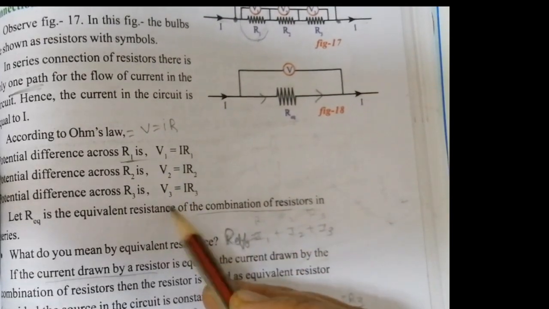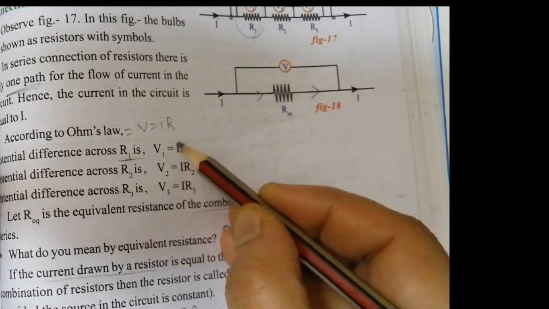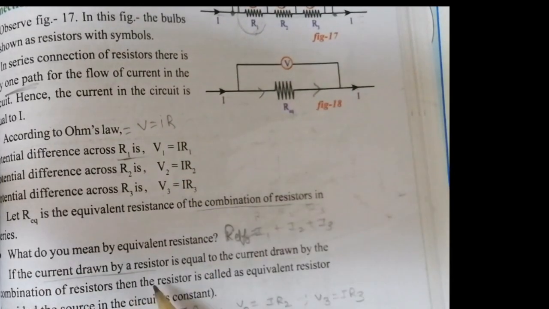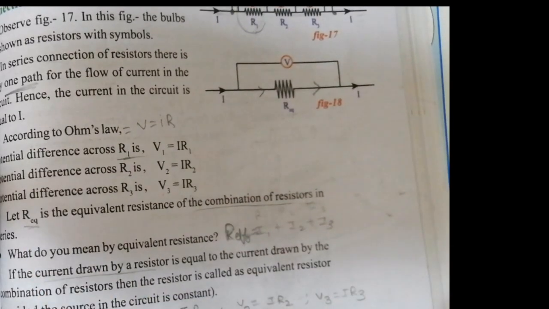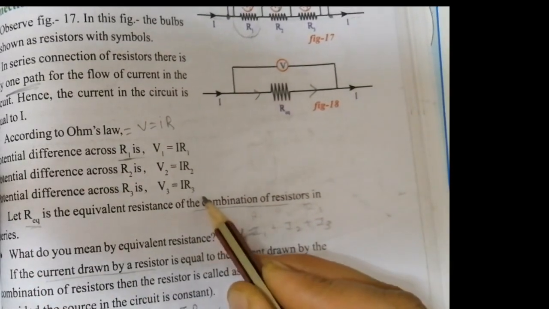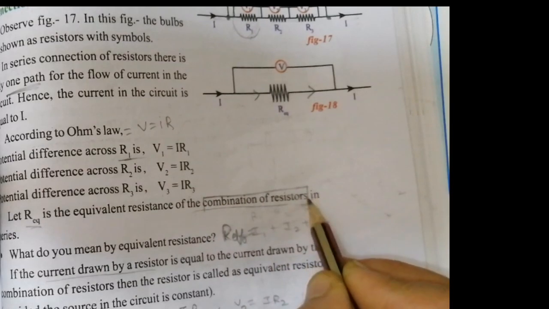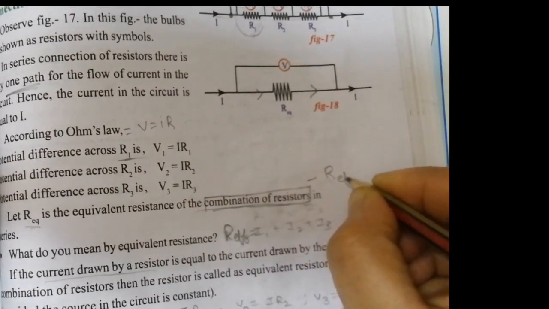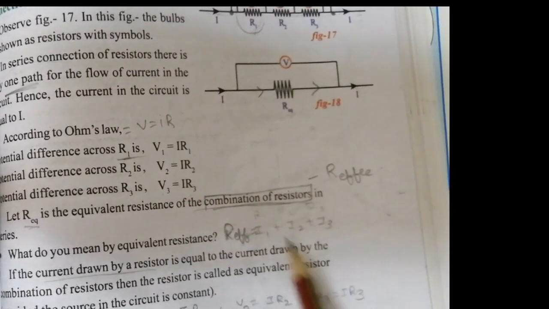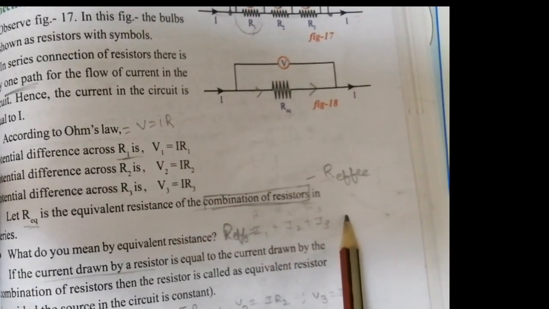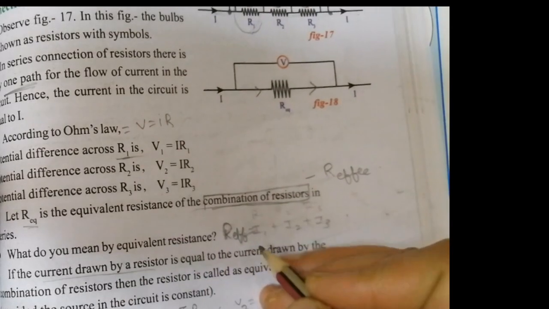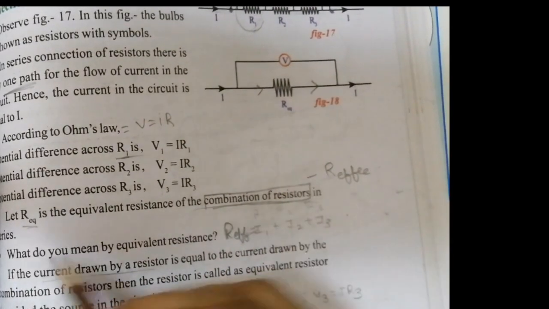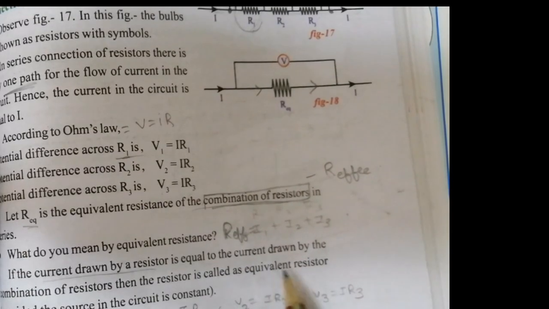Suppose I want to know the combination of all these resistors. The combination of resistors is nothing but the effective resistance. So what do we mean by effective resistance?